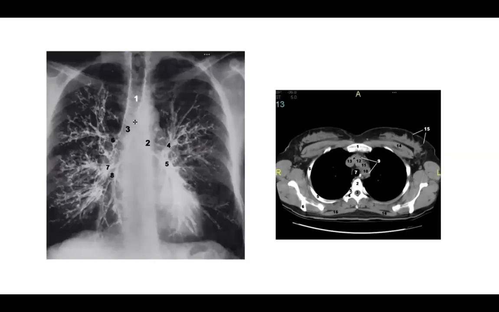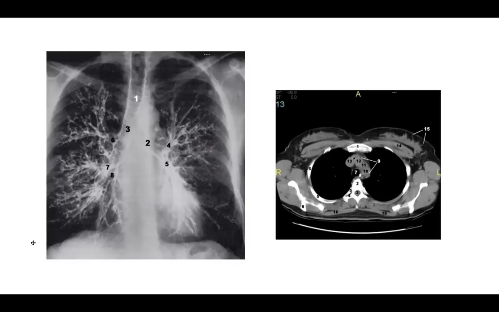I want to identify all these structures on this bronchogram. So number 1, what is number 1? Trachea. Nice. Okay. And then we can see number 2. What's number 2? The left main bronchus. Excellent. And the left main bronchus will divide into 4 and 5. What are 4 and 5?